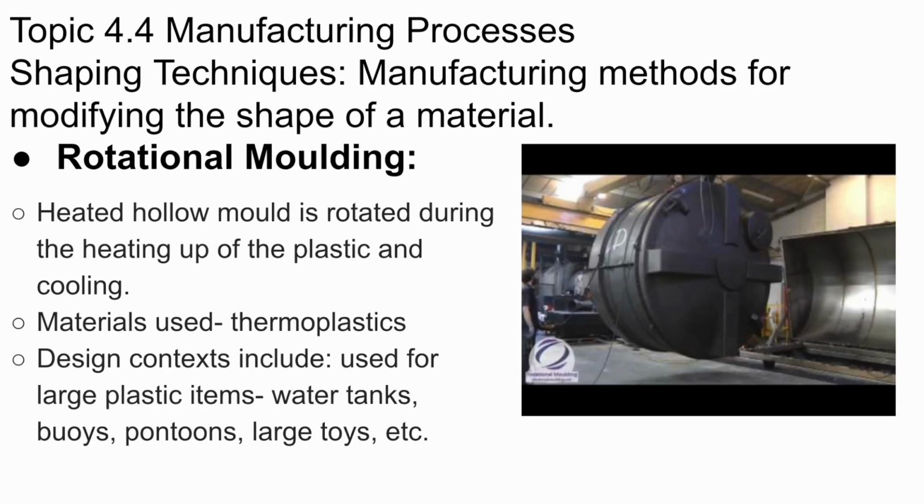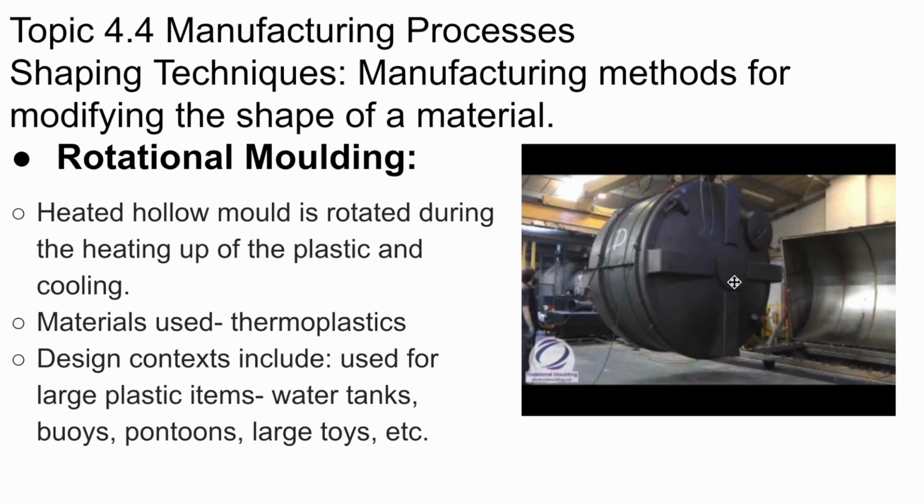You might use rotational molding. So this is where a heated hollow mold is rotated during the heating up of plastic and then the cooling. And what it does is it basically causes the plastic to stick to the outside of the mold. It creates a large cavity inside. You use thermoplastics, and this is used for large plastic items.